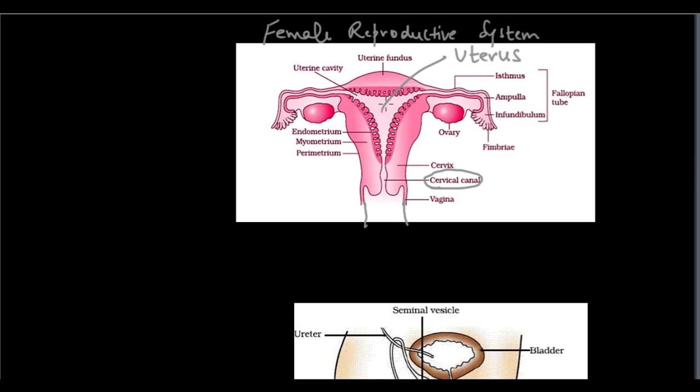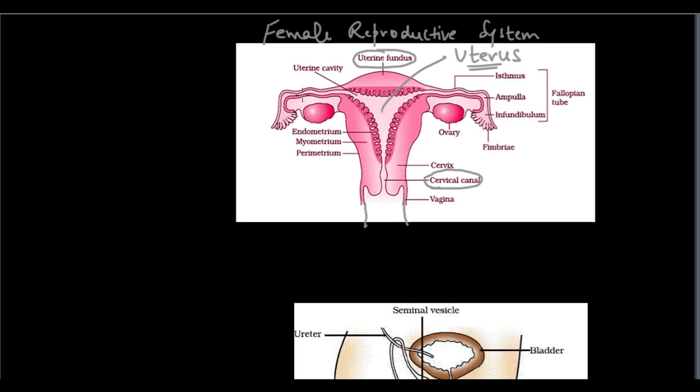It is here that the development of the zygote into a fetus and then further into a baby takes place. The uterus is composed of two parts. There is the uterine cavity, which is this space in the uterus, and there is the lining of the uterus, which is called the uterine fundus. So that's the lining of the uterine wall.